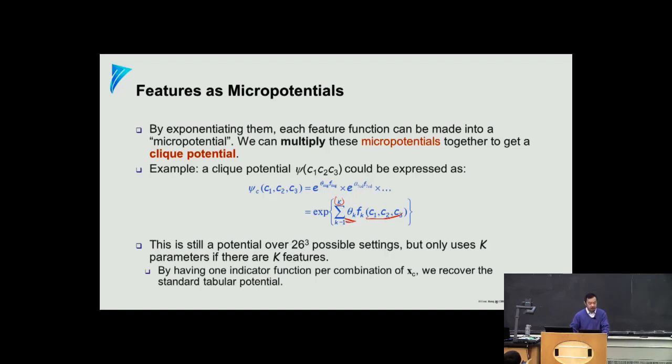Then your overall potential function is the exponential of the sum of these weighted features. And that defines a potential function. This potential function is called the feature-based function. It's also known as the micro-potentials, each of them. It's very different from the tabular potential we talked about before. It's a lot less complex, a lot more compact, and also captures very precious human intuitive and prior knowledge.